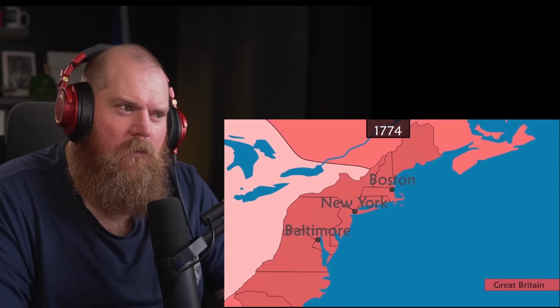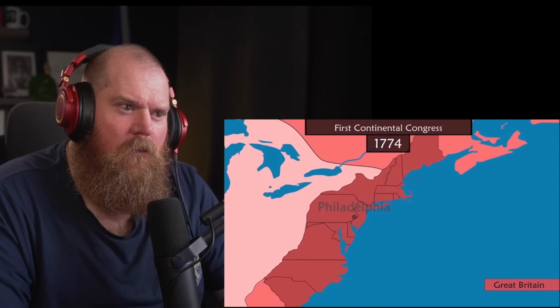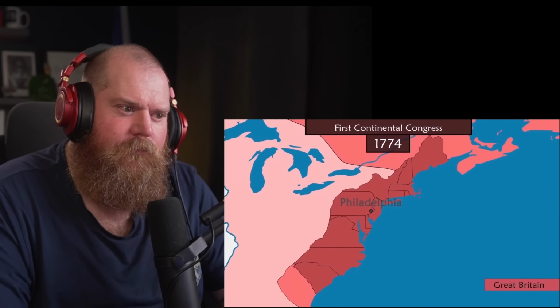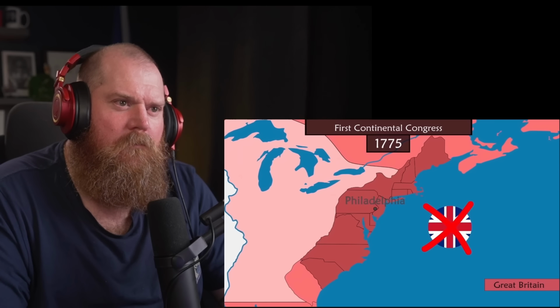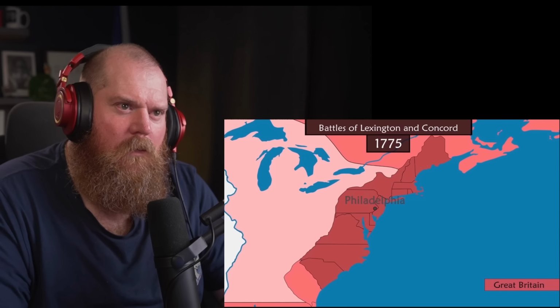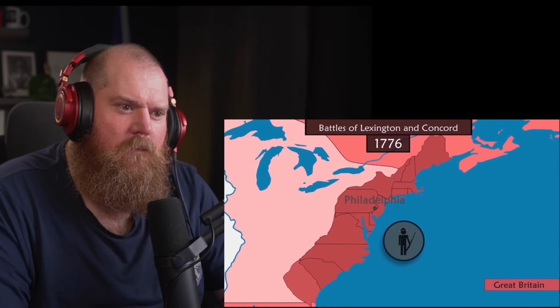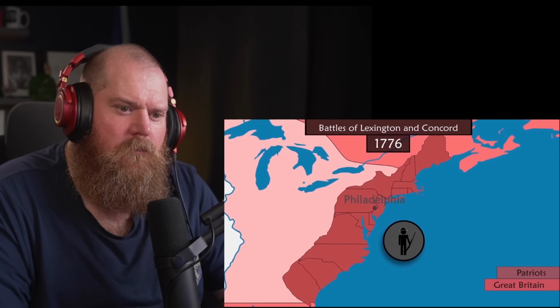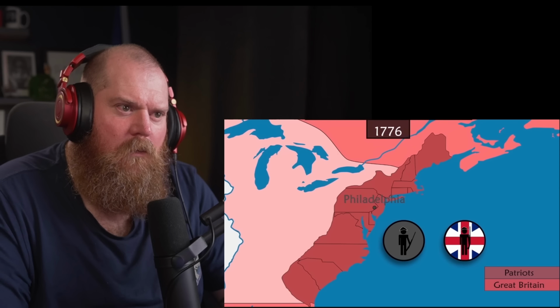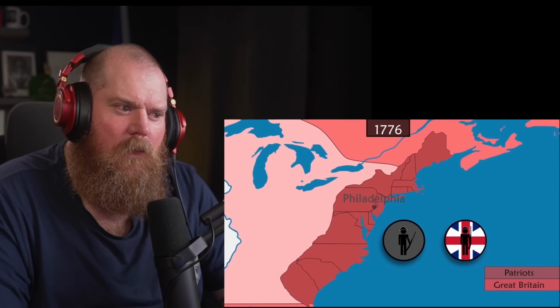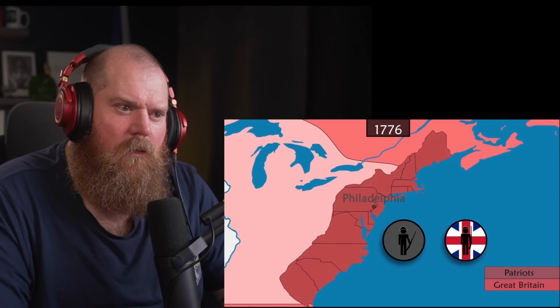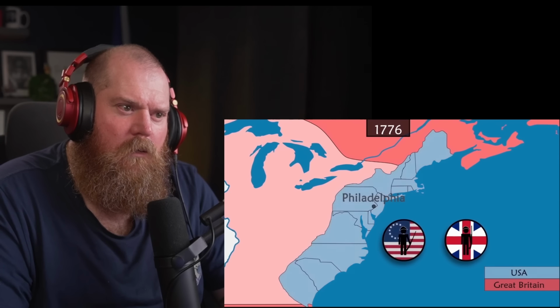With the situation tense, representatives from 12 colonies gather in Philadelphia to organize the First Continental Congress. They decide to boycott British goods. The following year, the War of Independence breaks out, pitting the insurgents, also called the Patriots, against the British and its loyalists. On July 4, 1776, the Second Continental Congress proclaims the independence of the United States of America.